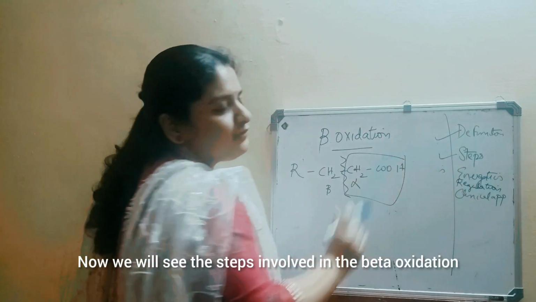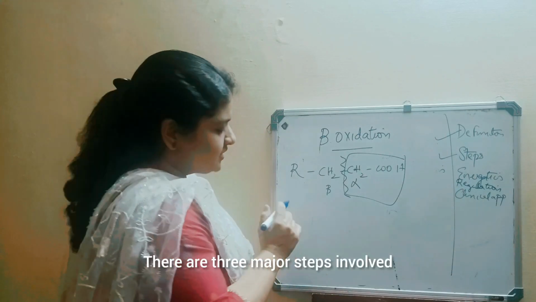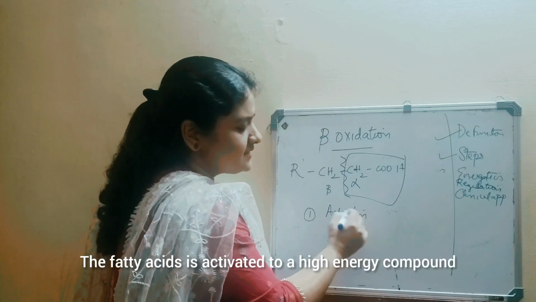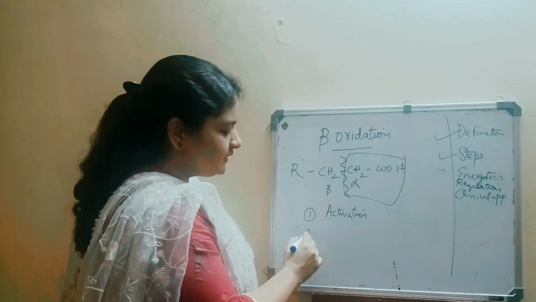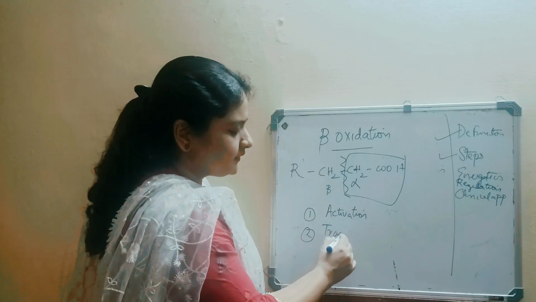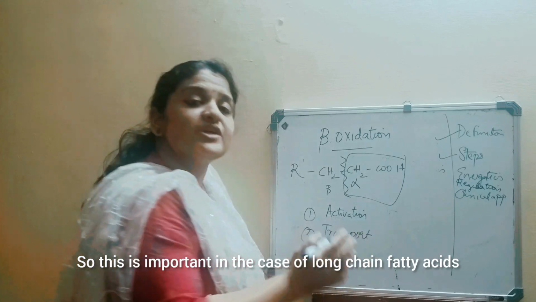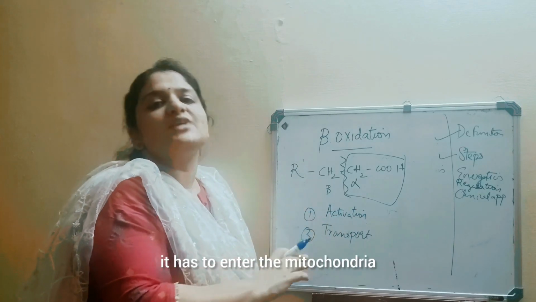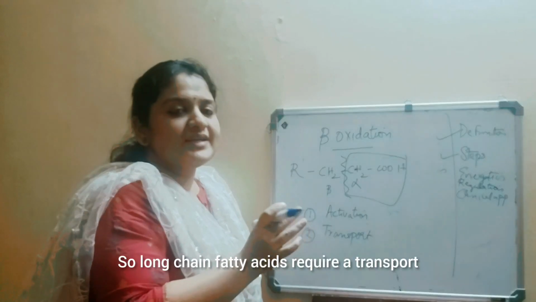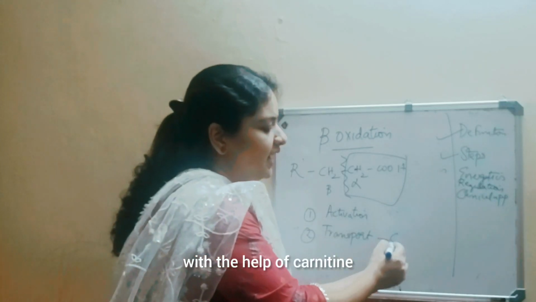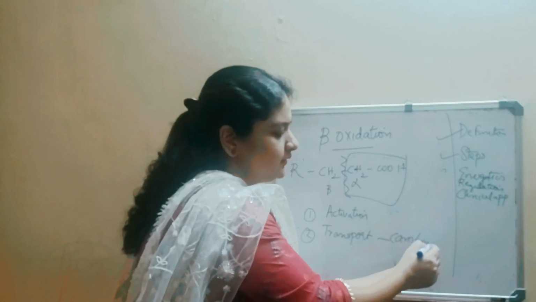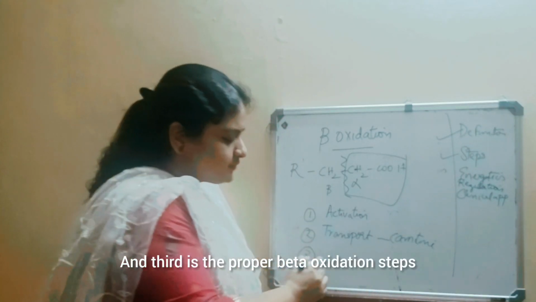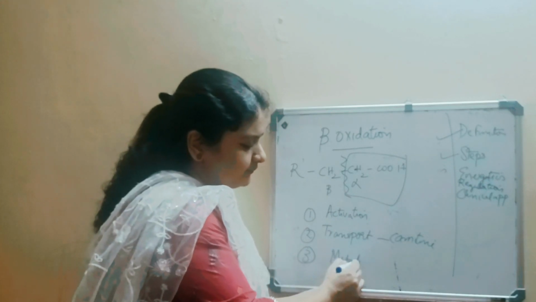Now we will see the steps involved in the beta oxidation. There are 3 major steps involved. First is the activation. The fatty acid is activated to a high energy compound. Second is the transport. This is important in the case of long chain fatty acids. Because the activation occurs in the cytoplasm, it has to enter the mitochondria. So long chain fatty acids require a transporter, carnitine. Carnitine is a transporter. And third is the proper beta oxidation steps which occur in the mitochondria of liver.